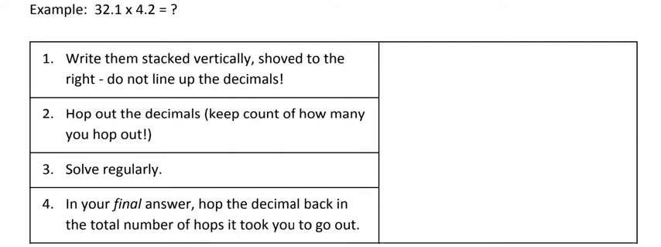32.1 times 4.2. First, we're going to write them stacked vertically, shoved to the right, trying not to intentionally line up the decimals. If they happen to line up, that's fine. So we start 32.1, and then our second one is 4.2. We want that to be situated farthest to the right as it can. So the 2 should line up with the 1, and then the 4 comes next. In this case, our decimals do line up, but that's just by chance. Now we're going to multiply.